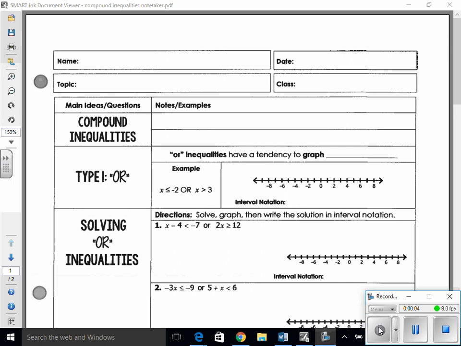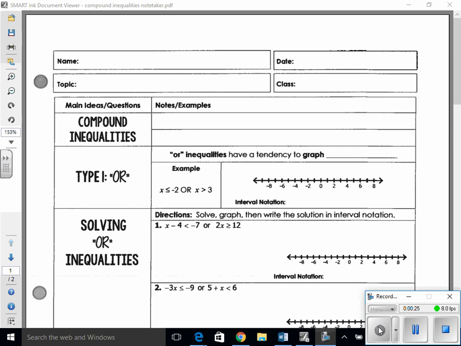This video will let you know about some new types of inequalities that you haven't experienced before, but they do show up in algebra, and they are called compound inequalities. It's very much like in English class when you have compound sentences. You join two sentences with a conjunction word. Well, in the world of algebra, you will join two inequalities with a conjunction word.